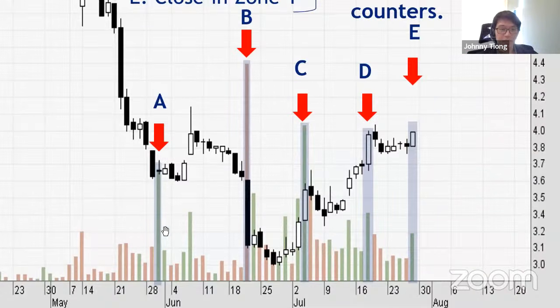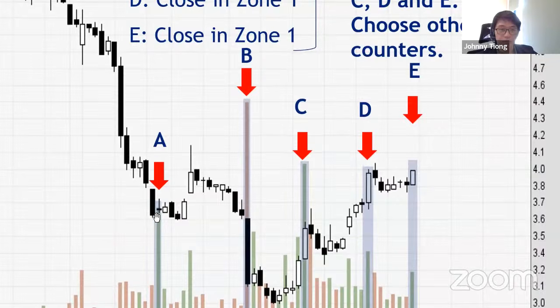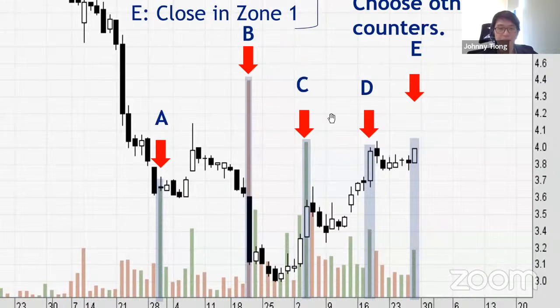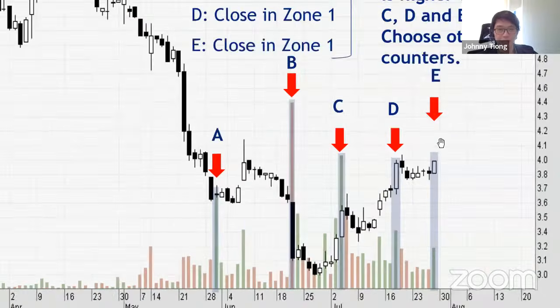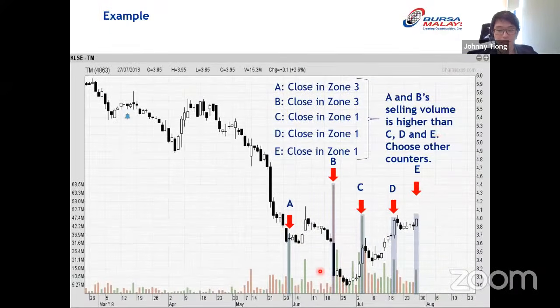From A, this is the selling volume. If we add up the selling of A and B, it is definitely higher than the buying for C, D, and E. So for me, it looks like there's a rebound here. But if you have another sample, another stock, then we had better choose another stock, because the selling volume is still there.